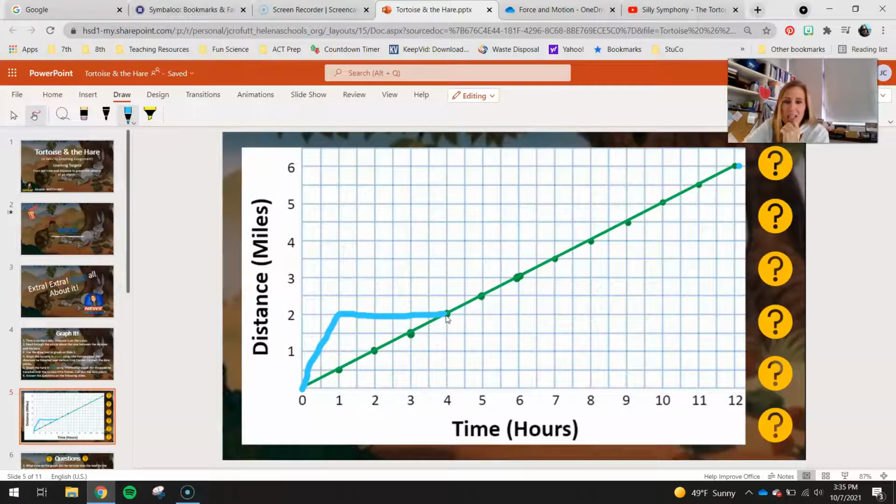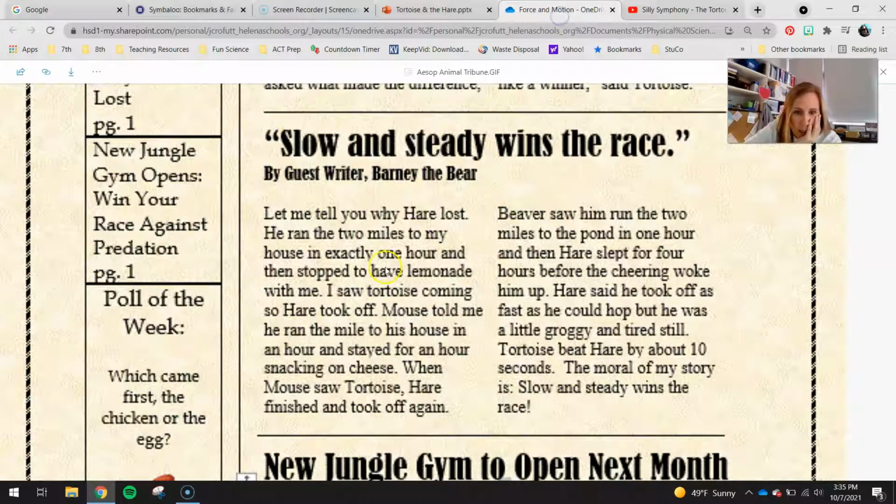Okay, so this is going to be where those 2 lines intersect. Okay, so when Tortoise finally caught up and was almost at 2 miles to Barney the bear's house, when we saw the Tortoise get to his 2 mile point, that's when the Hare started moving again. Okay, so I'm going to take a look at the article and say, all right, Mouse told me he ran the mile to his house in an hour, so the next one's going to be a mile in an hour.